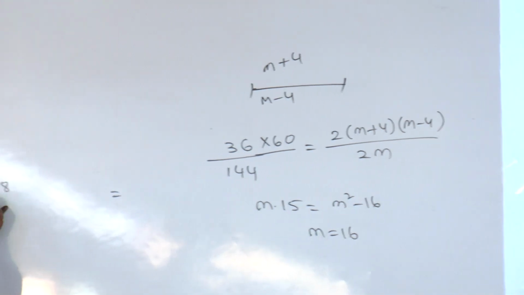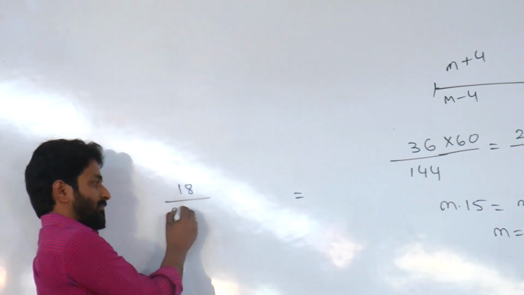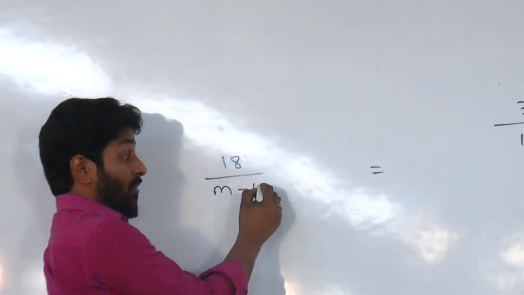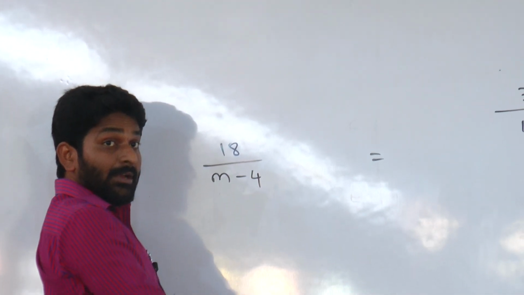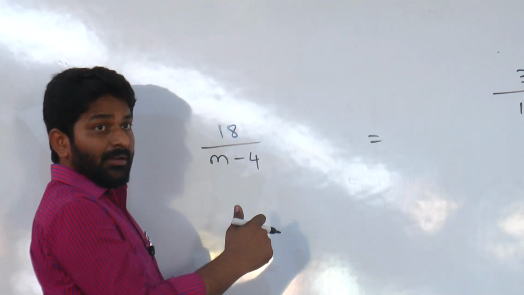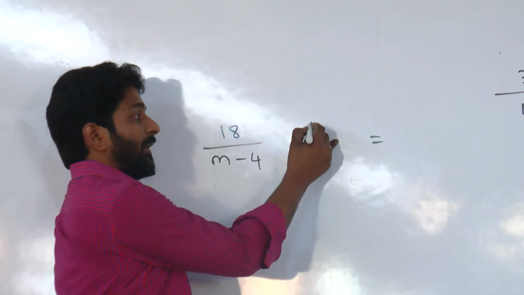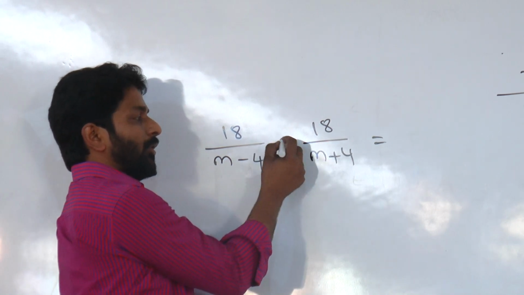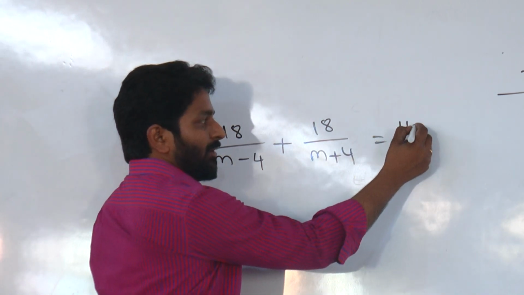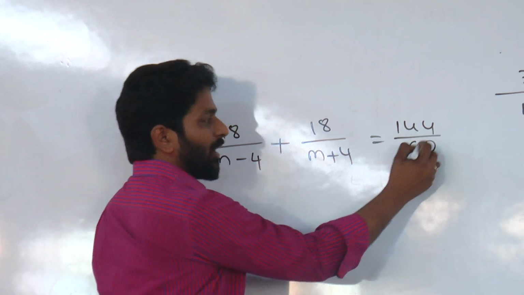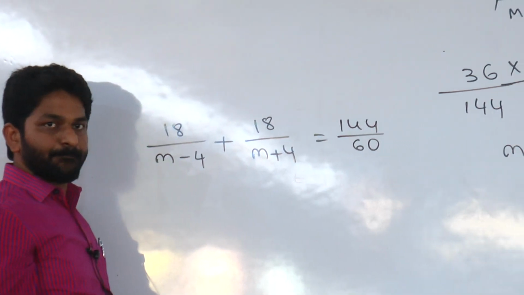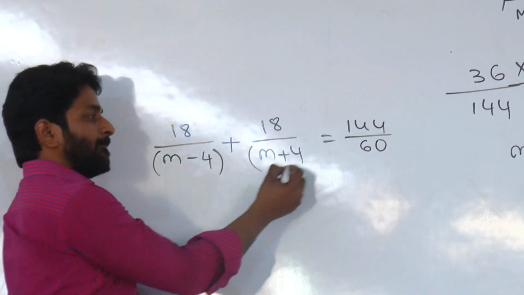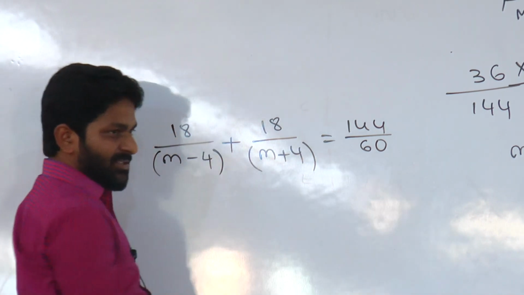18 kilometers travelled in upstream. Time taken is 18 by m minus 4. Time taken in downstream, 18 kilometers by m plus 4. Total time is given as 144 minutes, converted to hours. And now you need to take LCM here. But your denominator is 60.